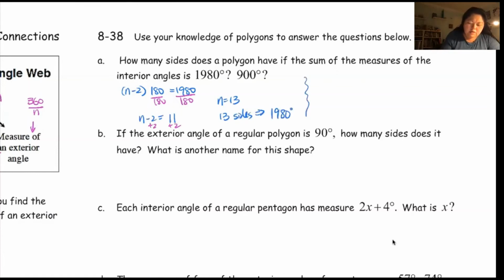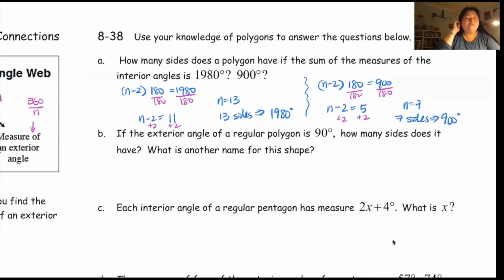What about 900? Same method. n minus 2 times 180 equals 900. I'm going to divide by 180 really quickly. That gives me n minus 2 equals 5, not 7, apologies. I was jumping the gun because I knew the final answer would be 7. So n equals 7. So 7 sides has a sum of 900 degrees.